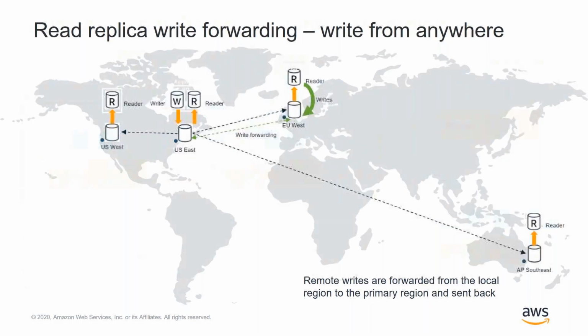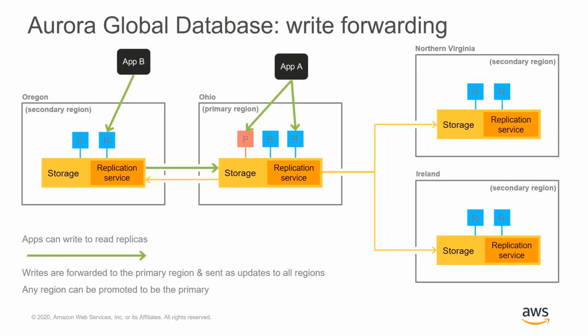So let's take a look at how this works in a more detailed picture. In this particular picture, what we're looking at is our primary region is in Ohio.